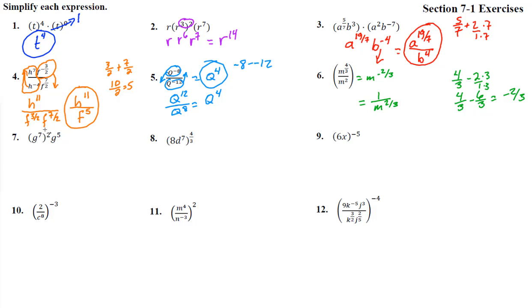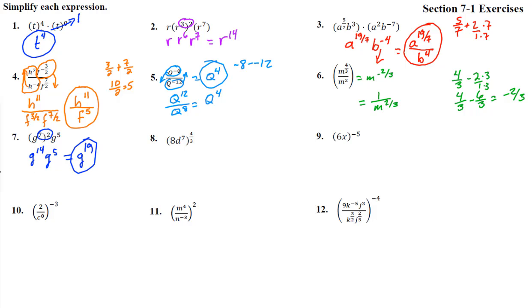All right, number 7. G to the 7th squared. So this is a power to a power rule. We're going to multiply those two, and we get g to the 14th times g to the 5th. This is the multiplication rule, which means we add exponents. That's g to the 19th power. Good.